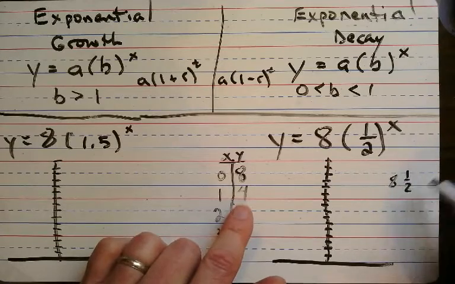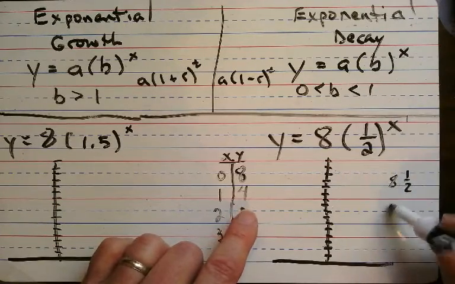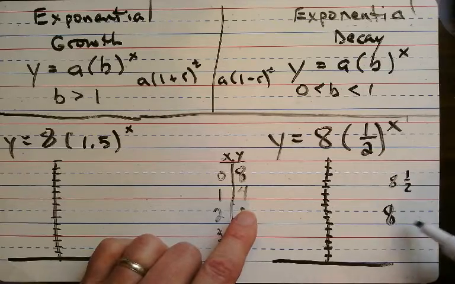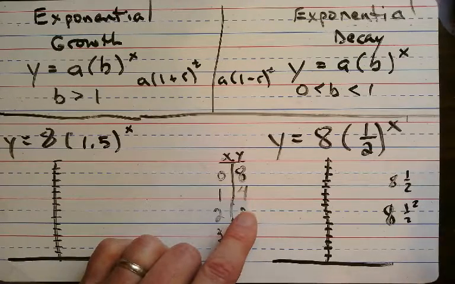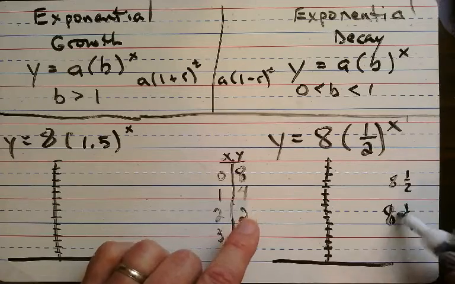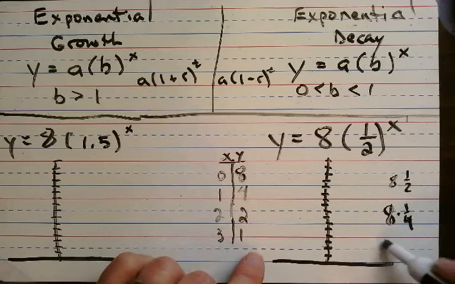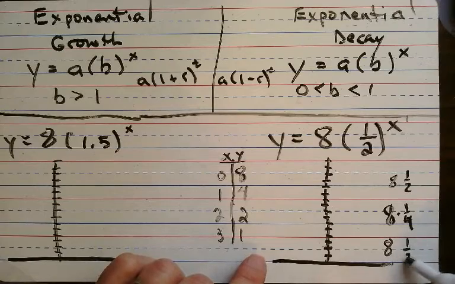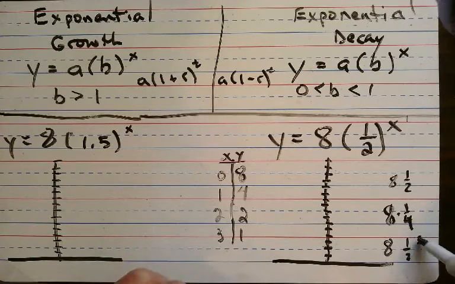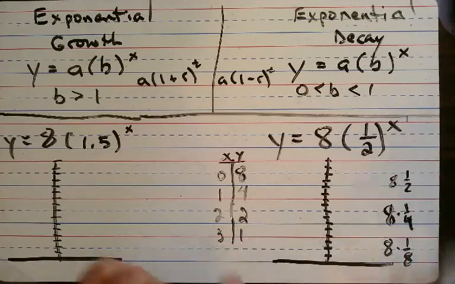So that'd be 1. So what am I doing, just to show you one more time, is I had 8 times 1/2, right? Because when I put 1 in here, I get that. 8 times 1/2 squared, 1/2 squared is really 1/4. So 8 times 1/4, that's 2. And then 8 times 1/2 to the 3rd power, 2 to the 3rd power is 8. So really, 8 times 1/8 is 1. Right? So what's happening in my picture?